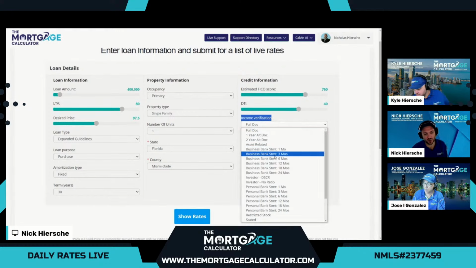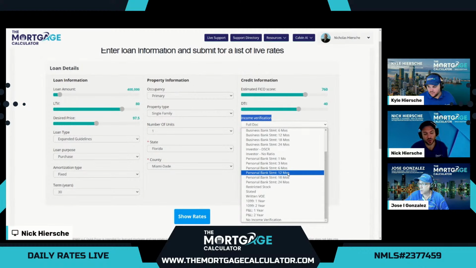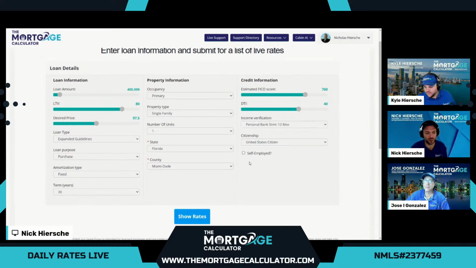We have asset-related programs, business bank statement programs. The investor DSCR program is just for investment properties. We're going to do a deep dive later today on that. Personal bank statement 12-month is what we use for the demo. That's the most popular. We also have RSU, stated income, DOE, 1099, P&L, and no income CDFI. Tons of different options. The most popular here, though, by far, for our self-employed borrowers is the 12-month bank statement program.